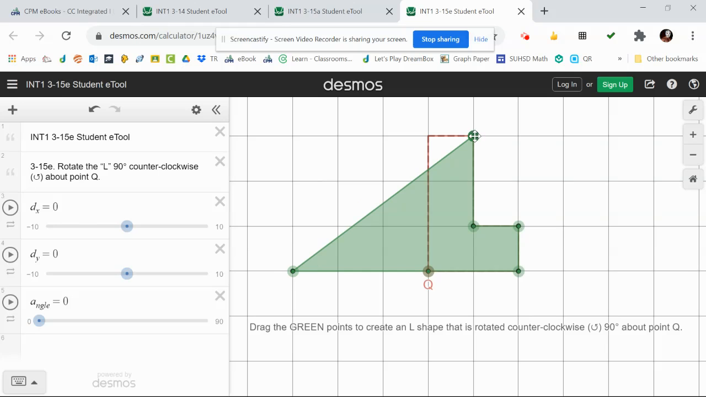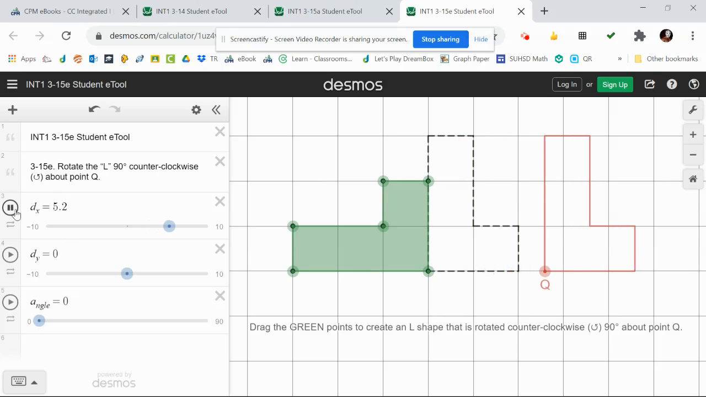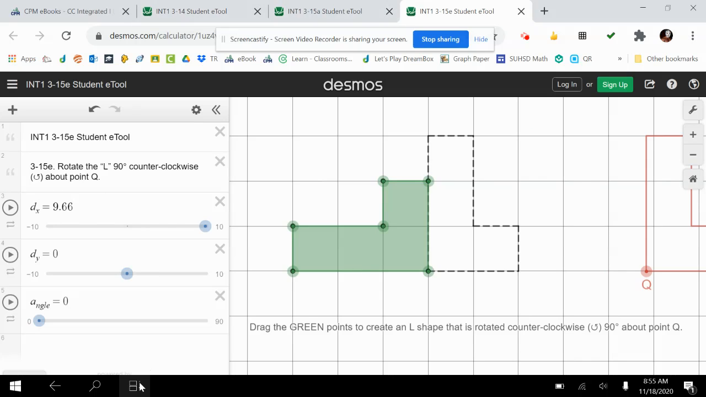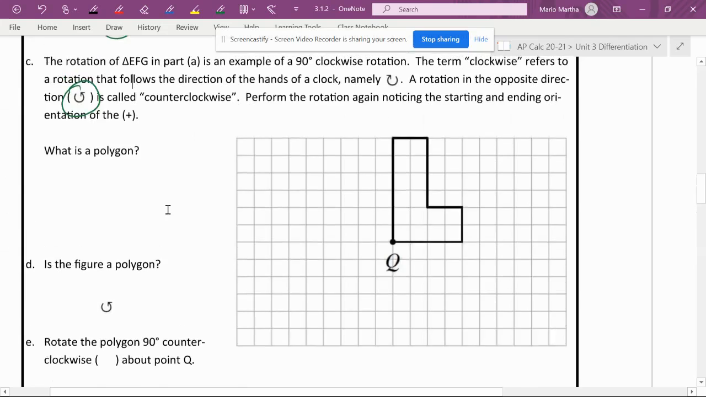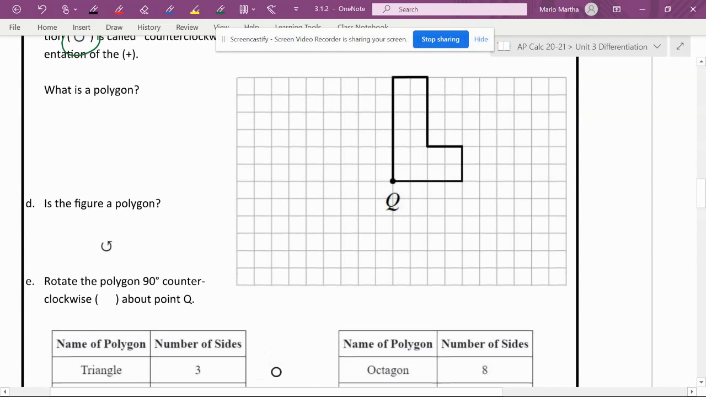And then we're going to rotate it one more time, 90 degrees. The shape should look pretty much exactly the same, correct? And then this one ends up being here. And then these two are right there. Oops, wrong one. Right there. And then right there. There we go. Okay, so going back. So is the figure a polygon? In this case, we can say yes, it is, right? So yes, the figure is a polygon.